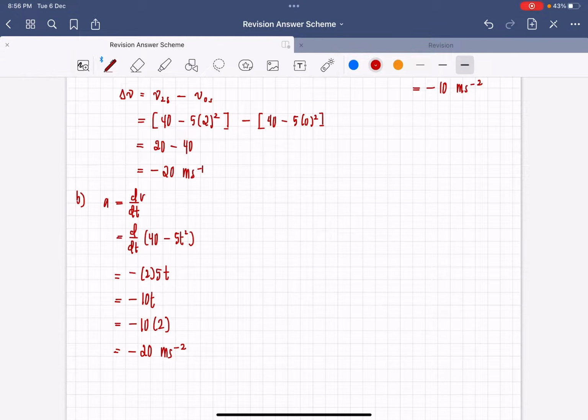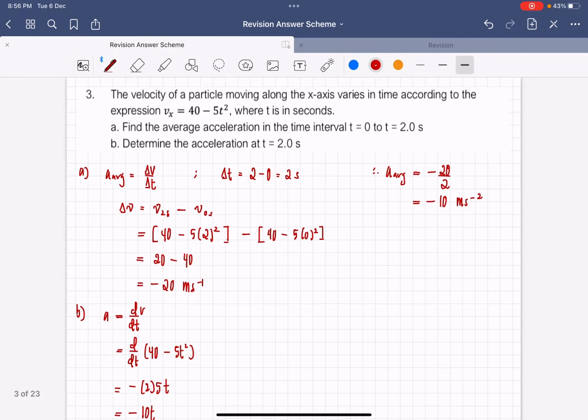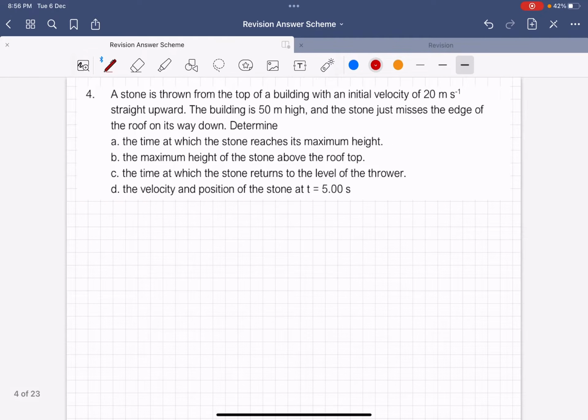So this is the instantaneous acceleration, because they mention only one value of t. So at that instant, the acceleration is negative 20 meters per second squared at t equal to 2 seconds. Alright? Okay, so next is question number 4.